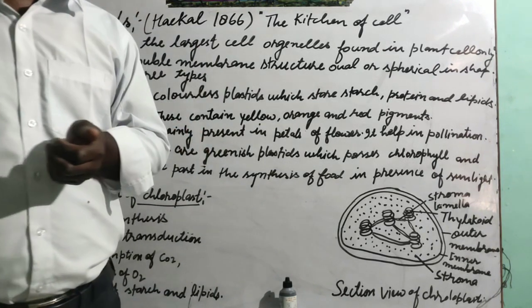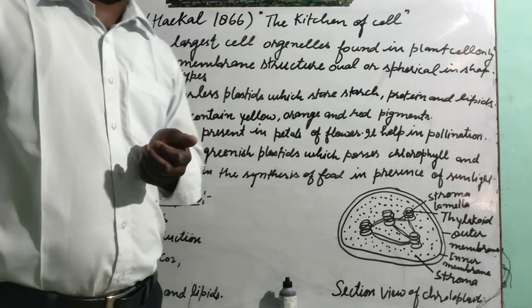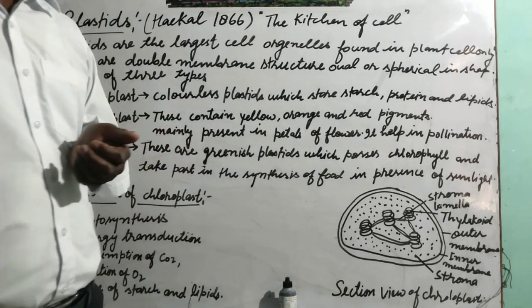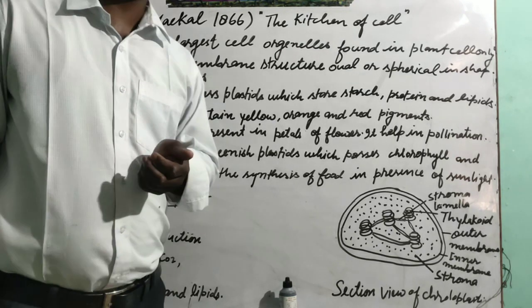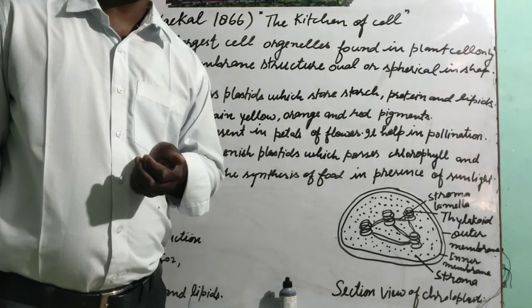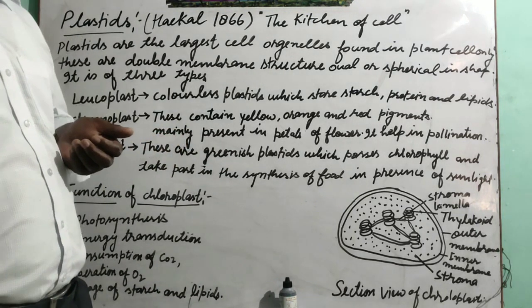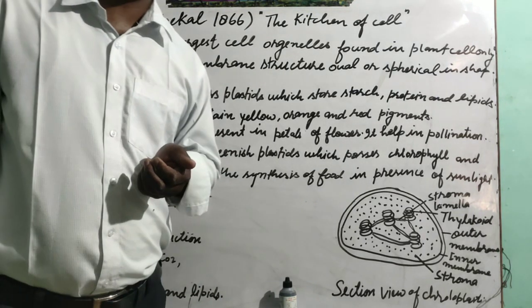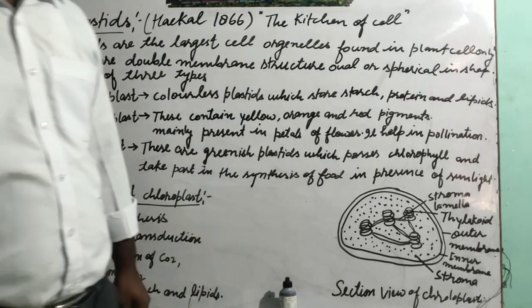Mostly we can say that this chromoplast is found in the petals of flowers and fruits, and it helps in pollination. A very important term, pollination, which you studied in previous classes, 7th and 8th. Pollination, in Hindi we say paragan. The transfer of pollen grains from anther to stigma of a flower is known as pollination. This chromoplast is helpful in pollination.